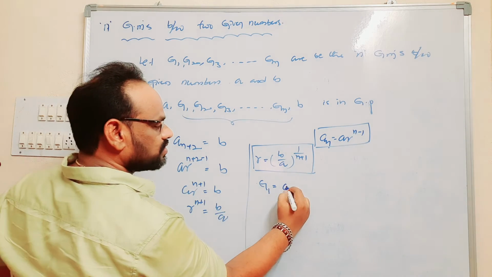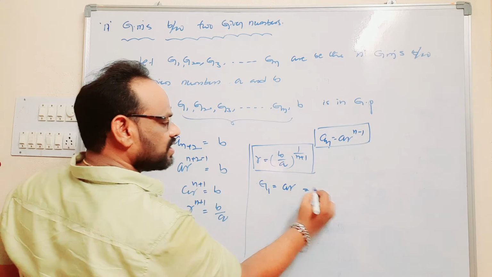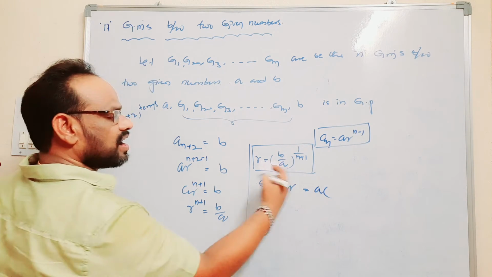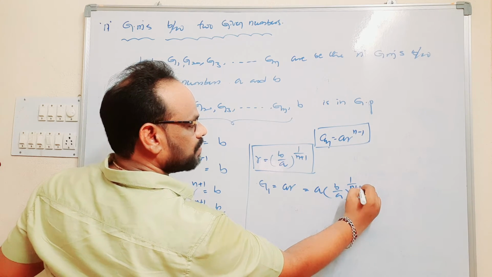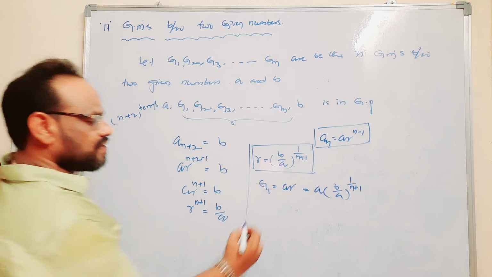So G1 is equal to AR, which is nothing but A into R, where the R value is (B by A) whole power 1 by N plus 1. This is G1.